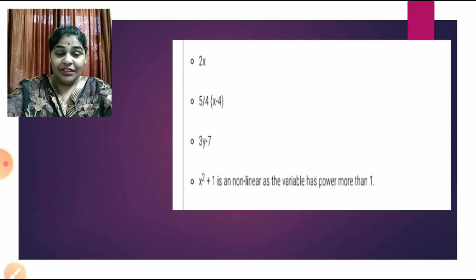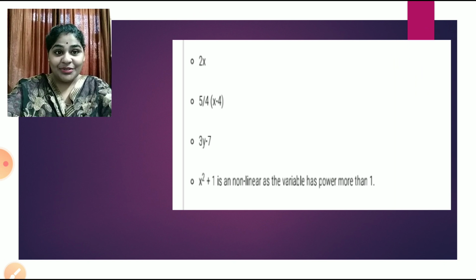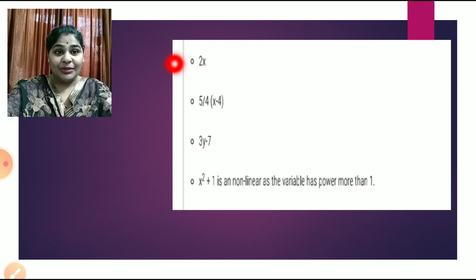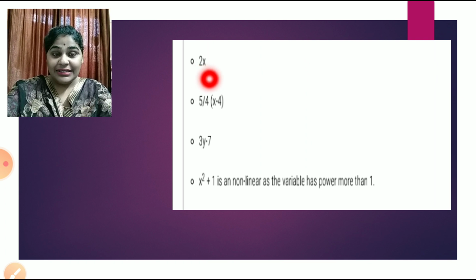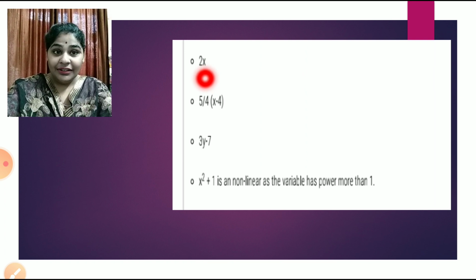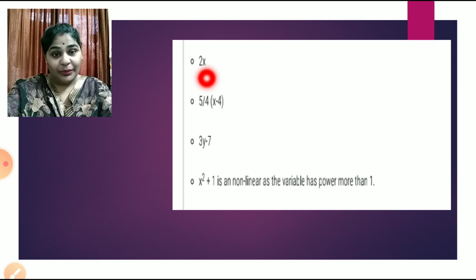So you can see a few expressions on your screen. The first is 2x. These are algebraic expressions, children. I can see only one variable in this, that is x, and the power of the variable is 1. So hence it is a linear expression in one variable, right?